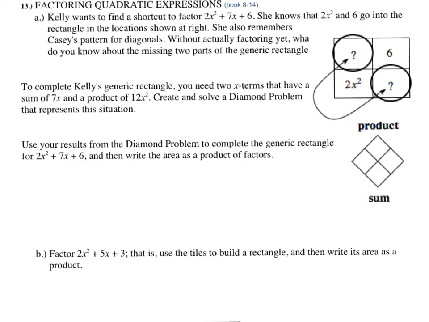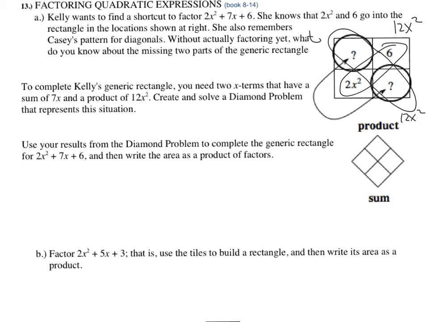Factoring quadratic expressions. Kelly wants to find a shortcut to factor 2x squared plus 7x plus 6. She knows that 2x squared and 6 go into the rectangle in the location shown at right. She also remembers Casey's pattern for diagonals. Without actually factoring yet, what do you know about the two missing parts of the generic rectangle? Well, because we have this diagonal that has a product of 12x squared, we know that the missing diagonal also has to have a product of 12x squared.